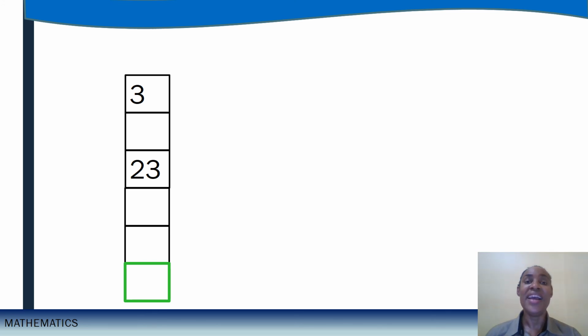Boys and girls, here is your next task. Here is another section that was cut from a 100 chart. I want you to tell me what is the missing number in the green square. Boys and girls, are you ready with your answer? Wow! To help us get the answer for the green square, we will use the pattern that we learned about the 100 charts and find out which number should go in the green square. Let's go.